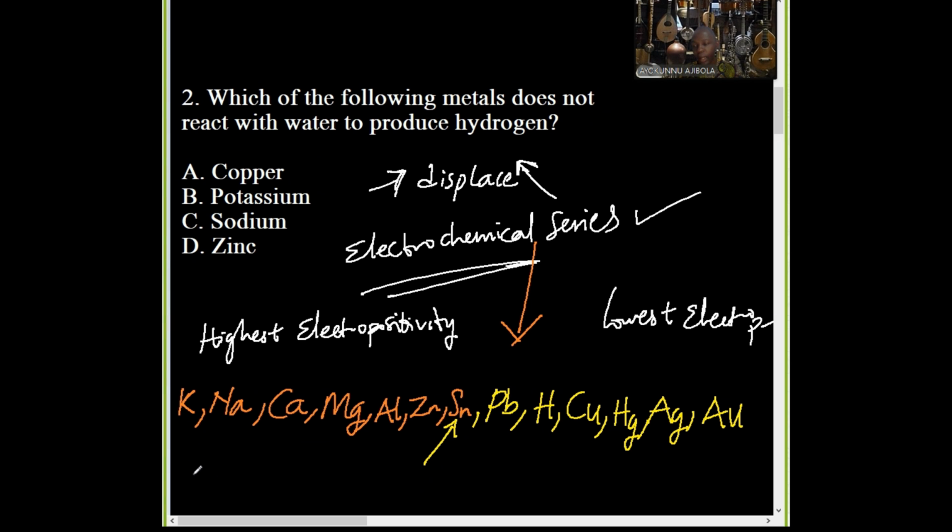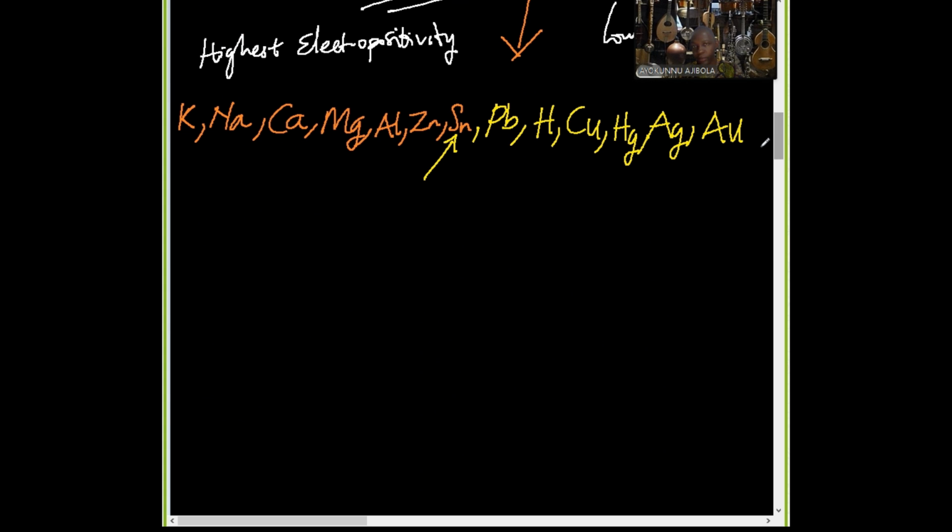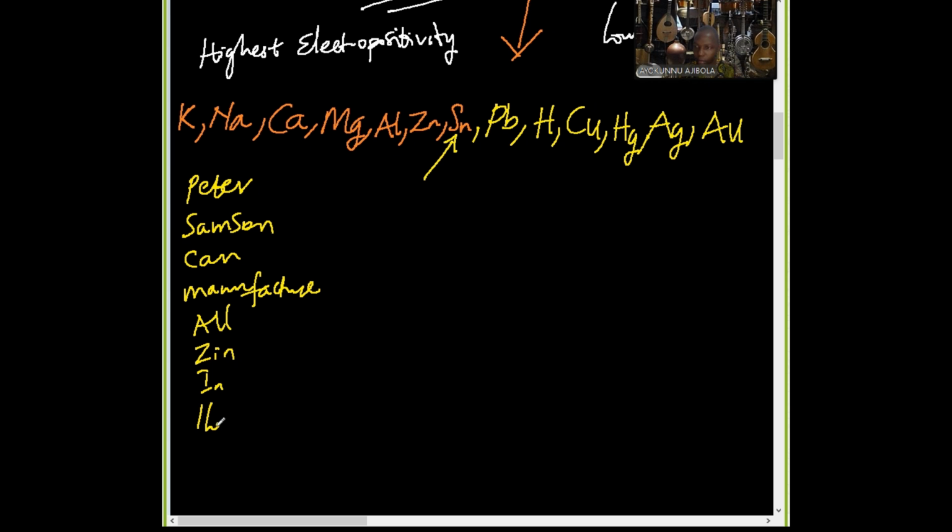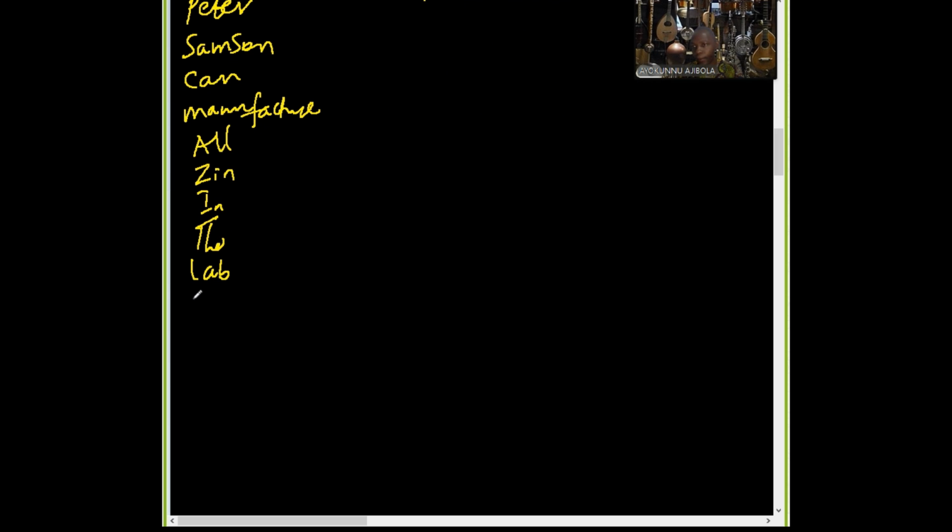I want to give you a kind of acronym or a sentence that you can use to remember all of this. You can say: Peter Sampson can manufacture all zinc in the lab. Peter Sampson can manufacture all zinc in the lab.